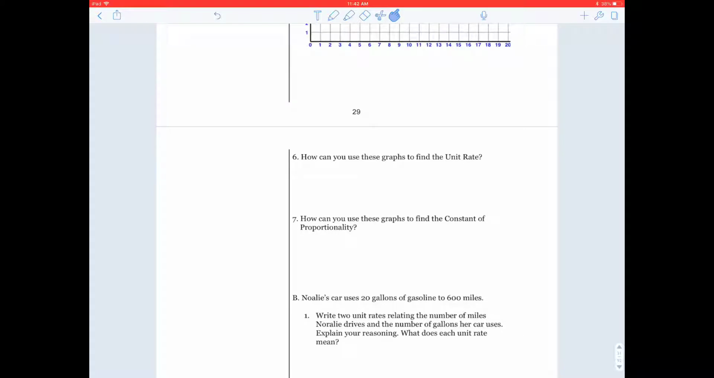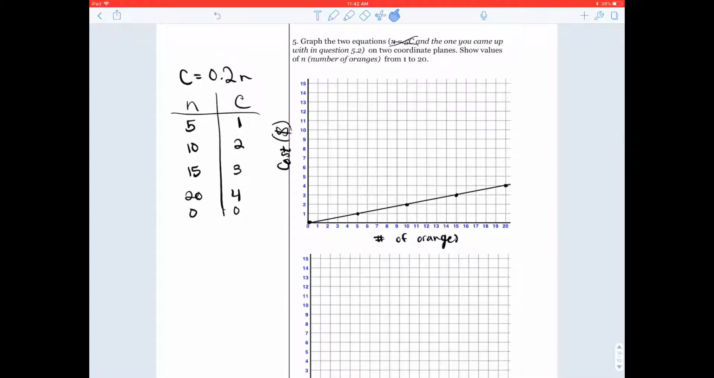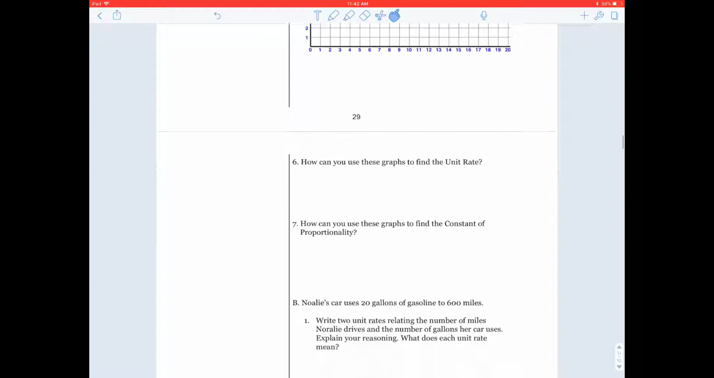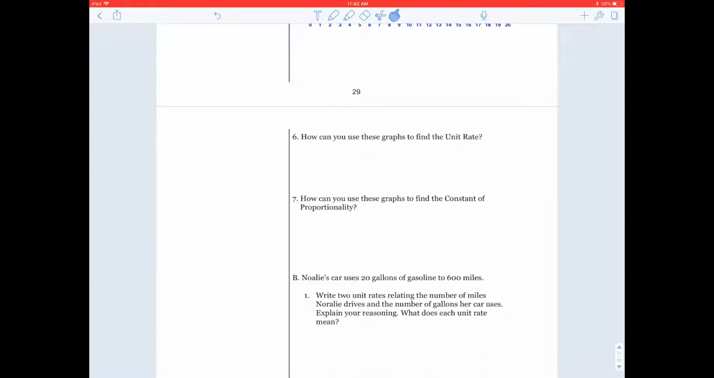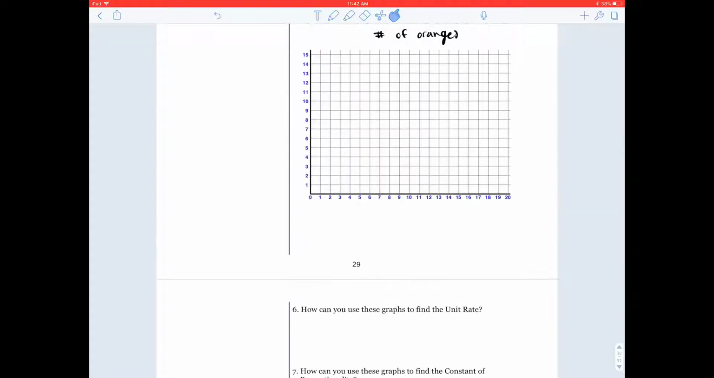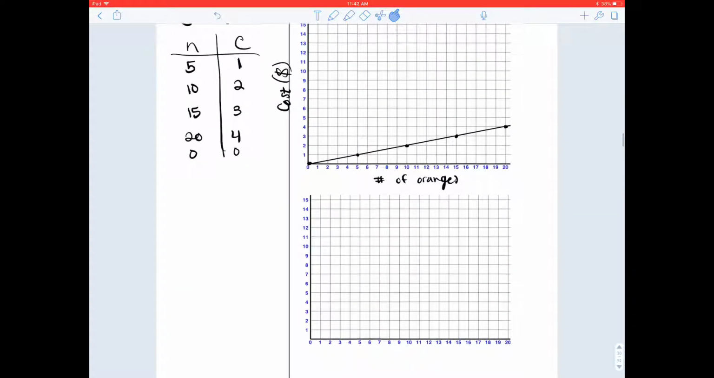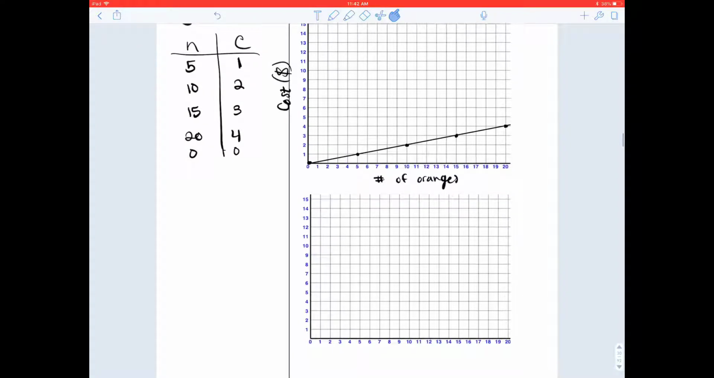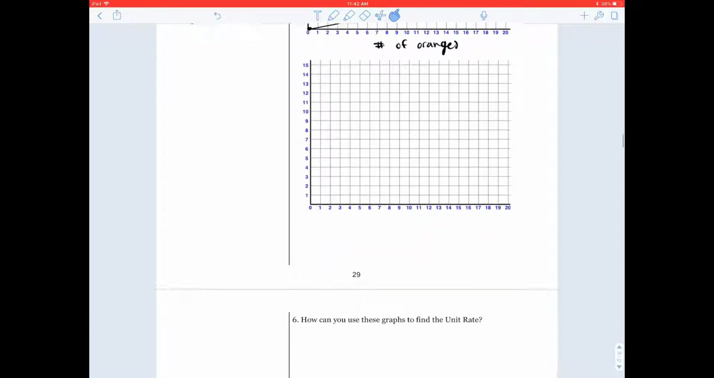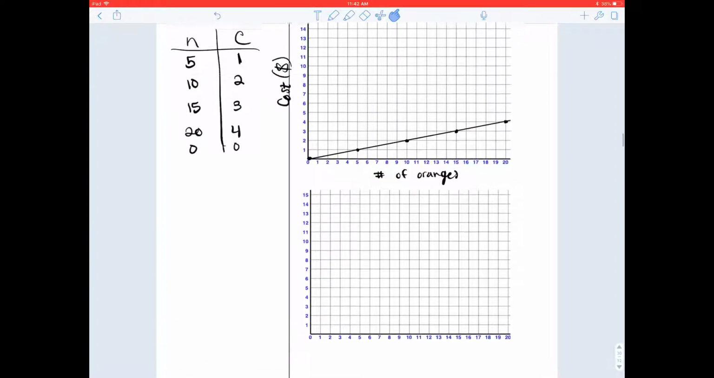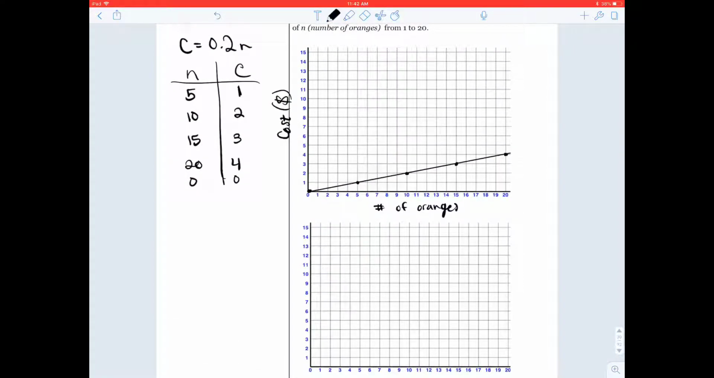How can you use these graphs to find the unit rate? How can you use these graphs to find the constant of proportionality? Well, it's going to be awfully hard to find the unit rate, right? The unit rate, remember, for this graph here, is 20 cents per 1 orange.